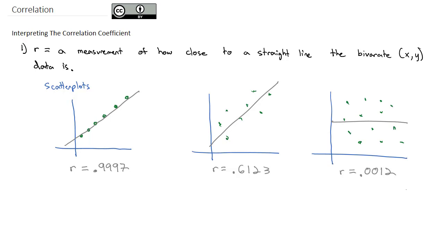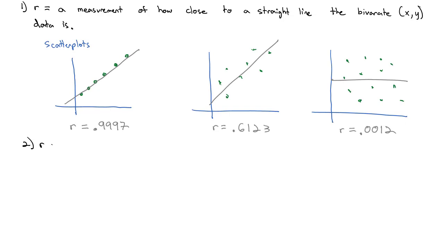So that's kind of what we're talking about when we're talking about how close to a straight line the bivariate data is. On the scatter plot, the dots close to a straight line is an R, a measurement of strength, of 1, or close to 1. And way off from the line, making no pattern, the R is going to get closer to 0. So let's summarize that. R measures the strength of the relationship between two variables.